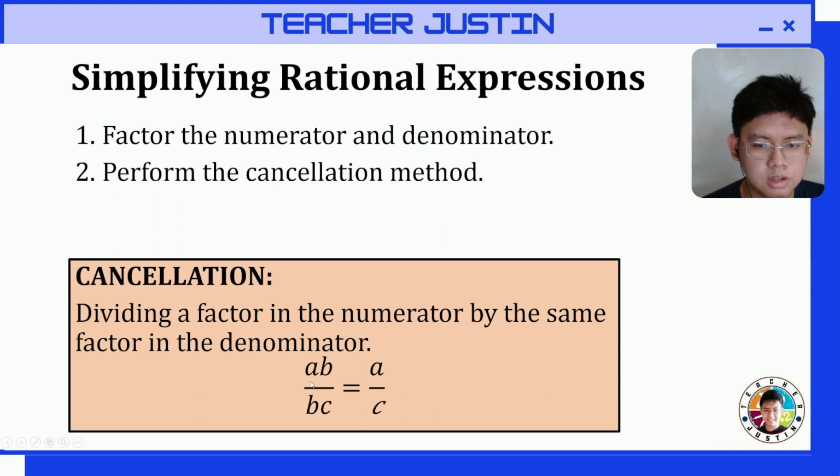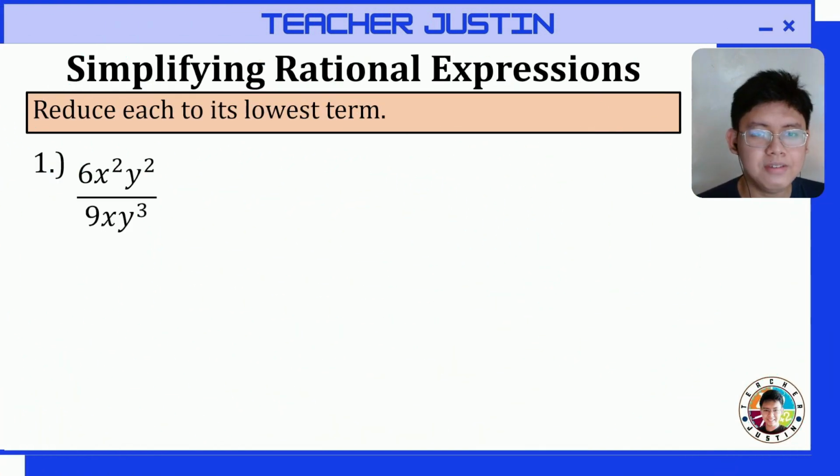So for example, ito AB over BC. So pareho silang may factor na B. So we can cancel B and then that will give us the simplified form which is A over C. So that's it. Alright. Okay, let's have an example in simplifying rational expressions.